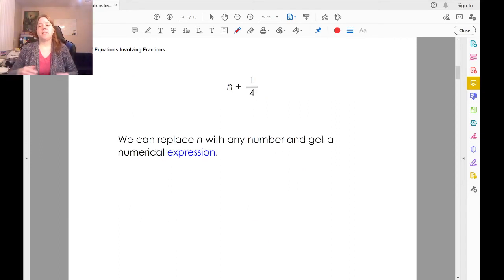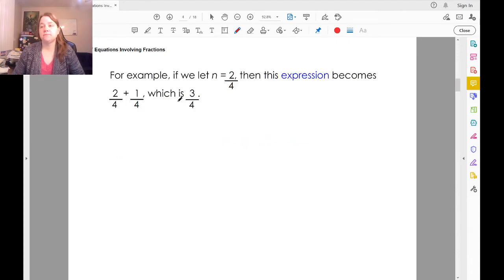We can replace n with any number and get a numerical expression. So n doesn't have to be a whole number. The variable could stand for a fraction, for a decimal, for a negative number.